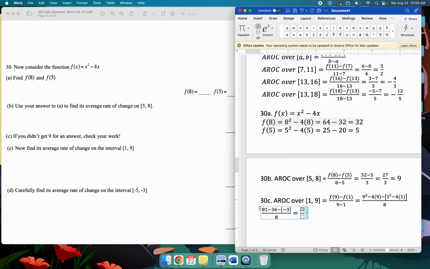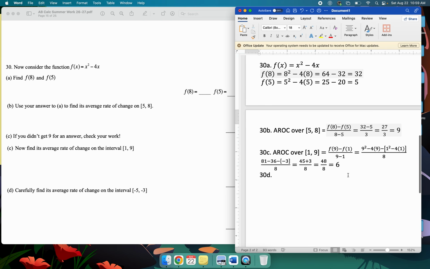What is that? Is that 45? I think that's 45. Yep. And then minus negative 3 is like plus 3. So it's 48 over 8, which is 6. Cool. And then finally 30D.